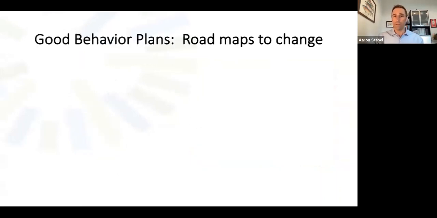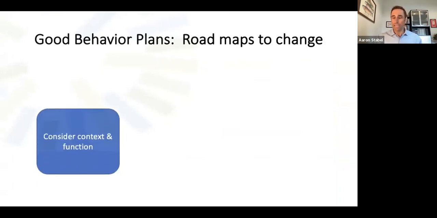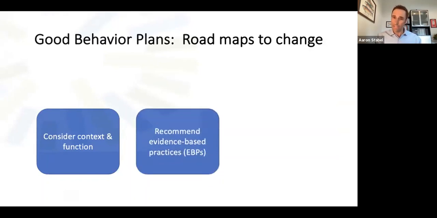When we implement behavior interventions, let's look at what we're really trying to do. Even when we're looking at simple BIPs or FBA-driven BIPs, we always want to consider context and function. So where and when these behaviors are occurring and why they are occurring should always be part of the discussion before designing the behavior intervention plan.